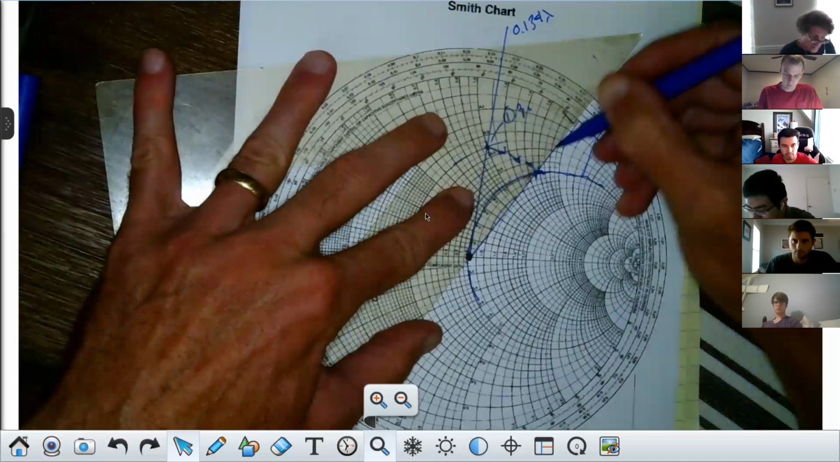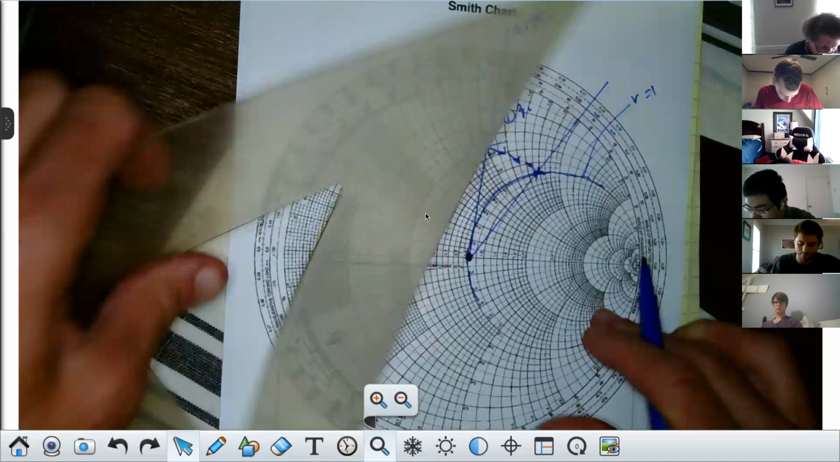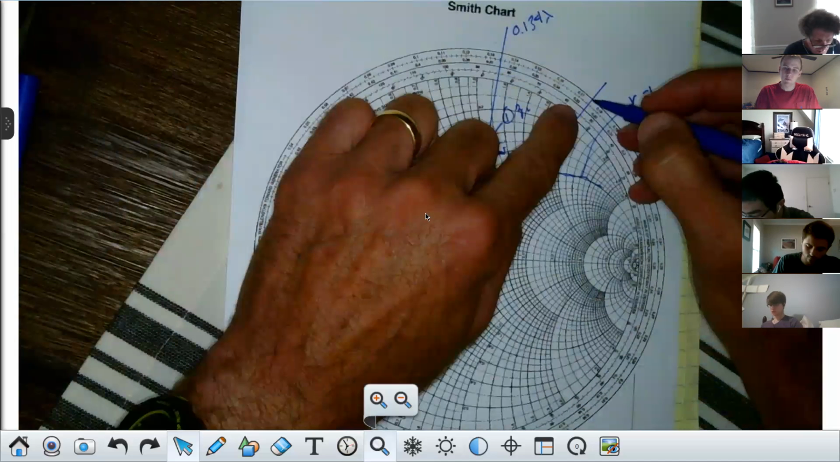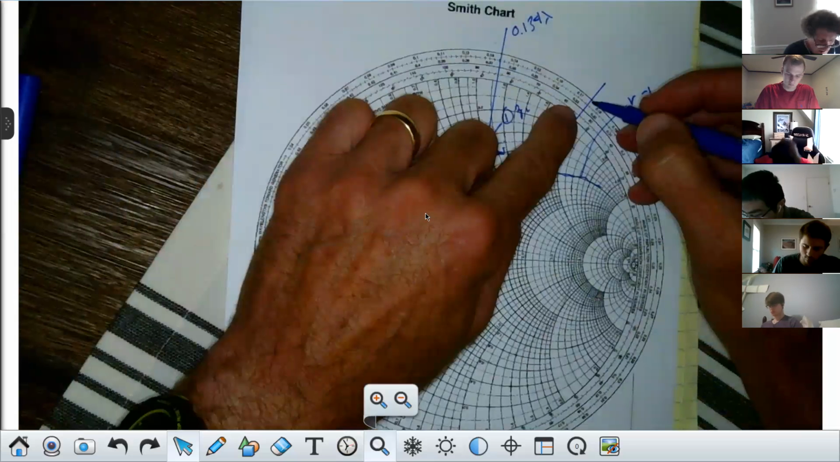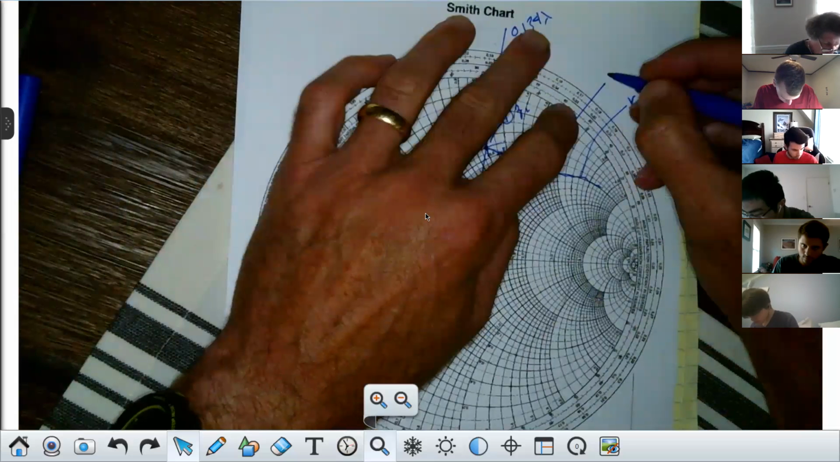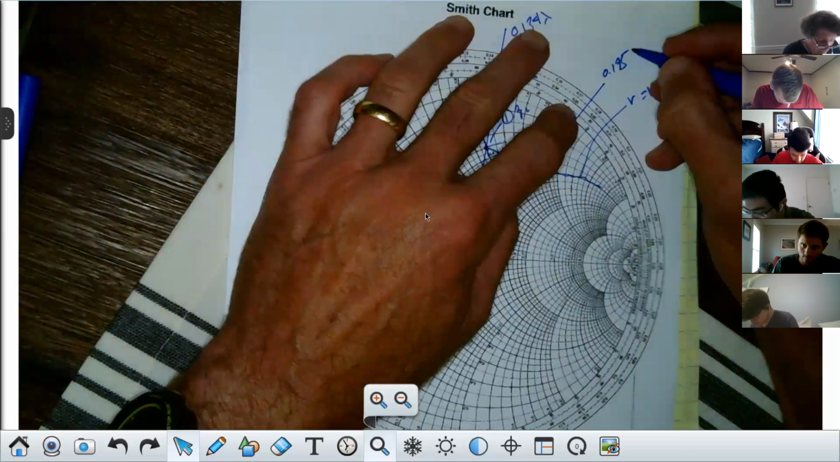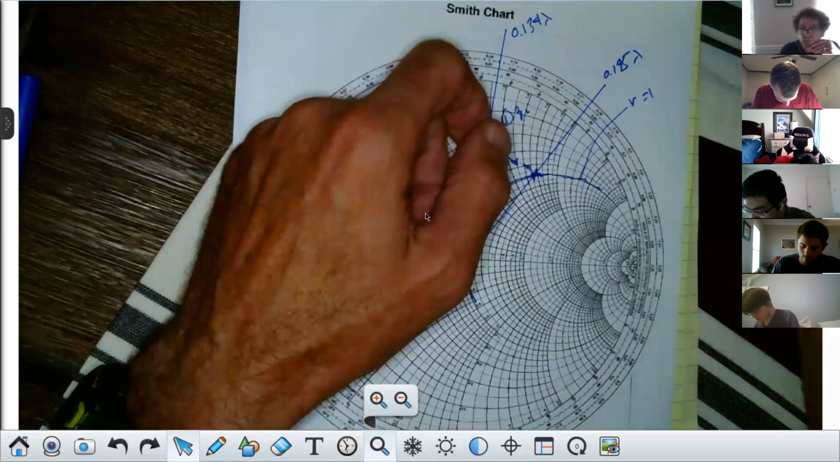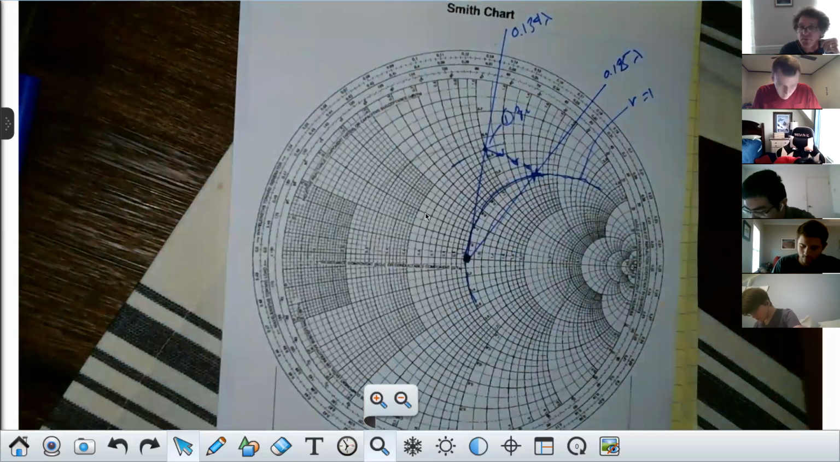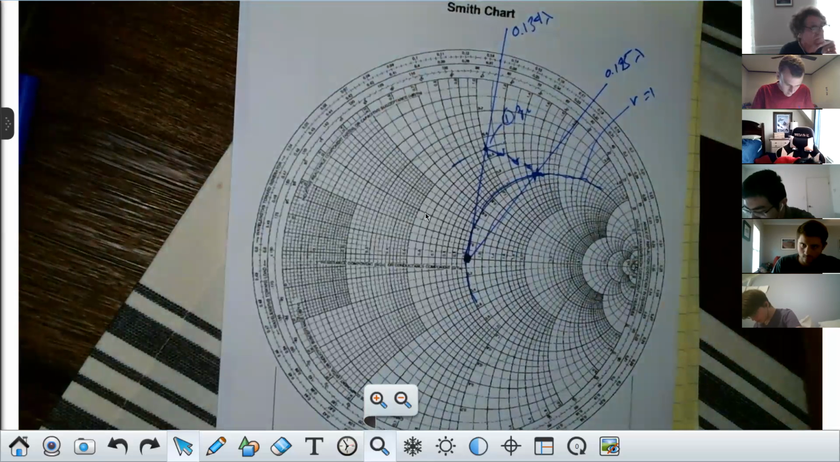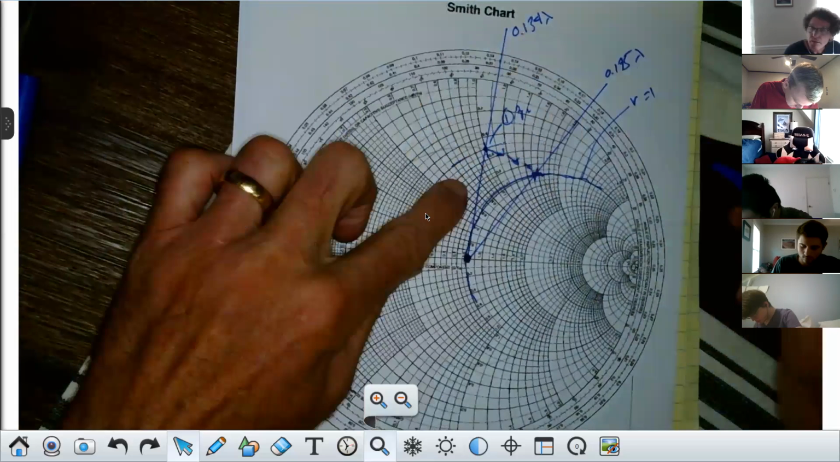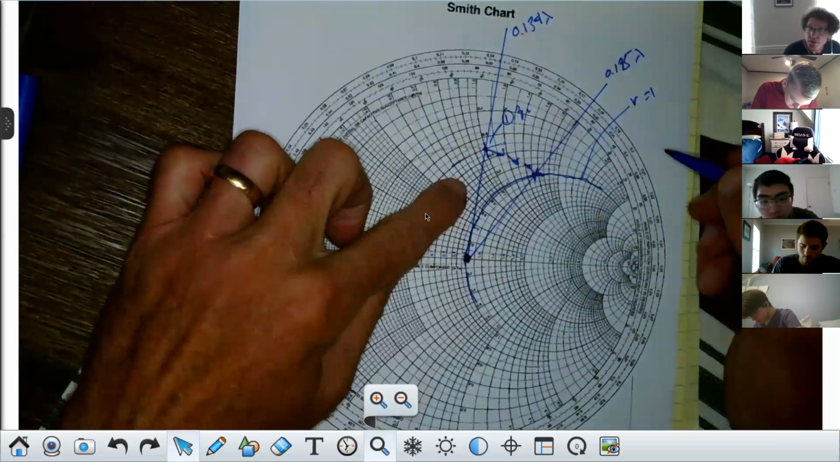And here, I'm going to say this is 0.172, 0.174, about 0.175 lambda. You get about that? Go ahead, try it. See what you get.